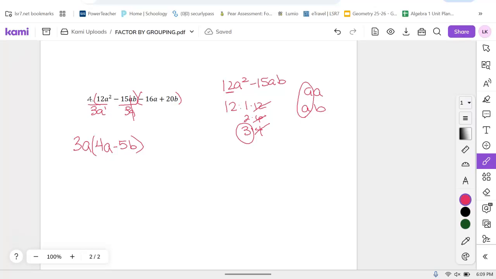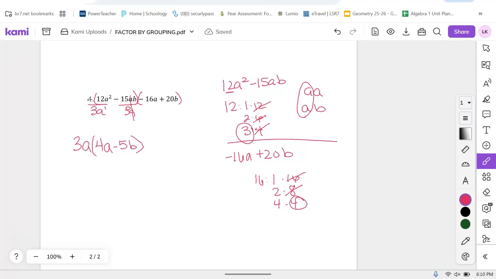So now I'm looking at negative 16a plus 20b. Okay, well, 16 is lower than 20. I can't take 20 divided by 16. So my factors of 16 are 1 and 16, 2 and 8, and 4 and 4. So 16 I can't do. 20 divided by 8 is not a whole number, but 20 divided by 4 is.